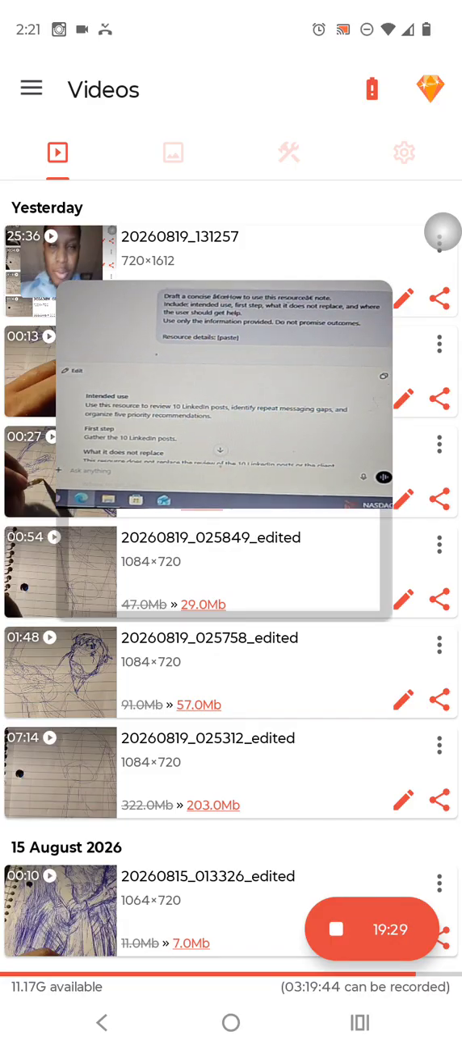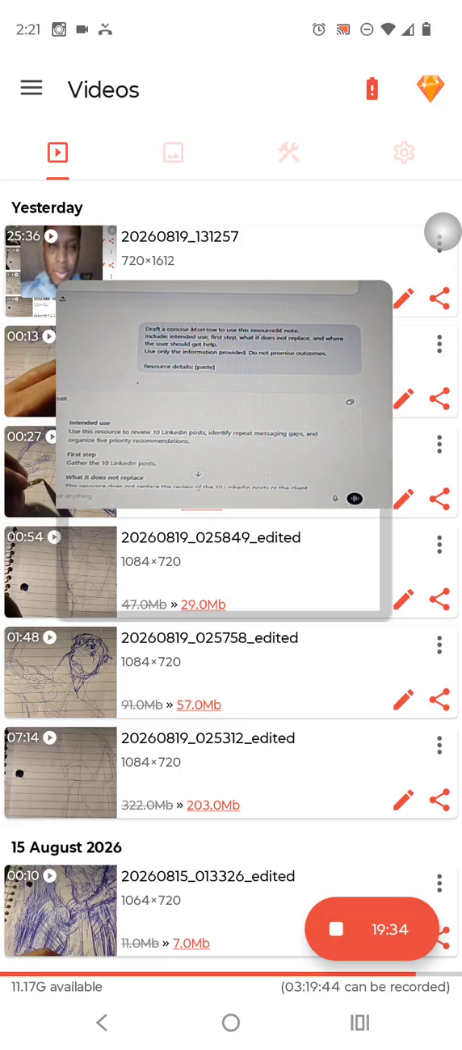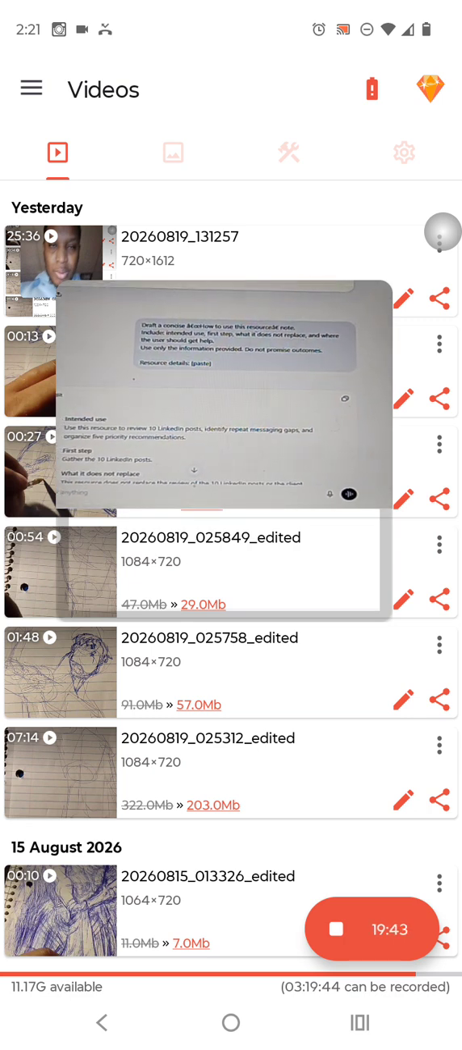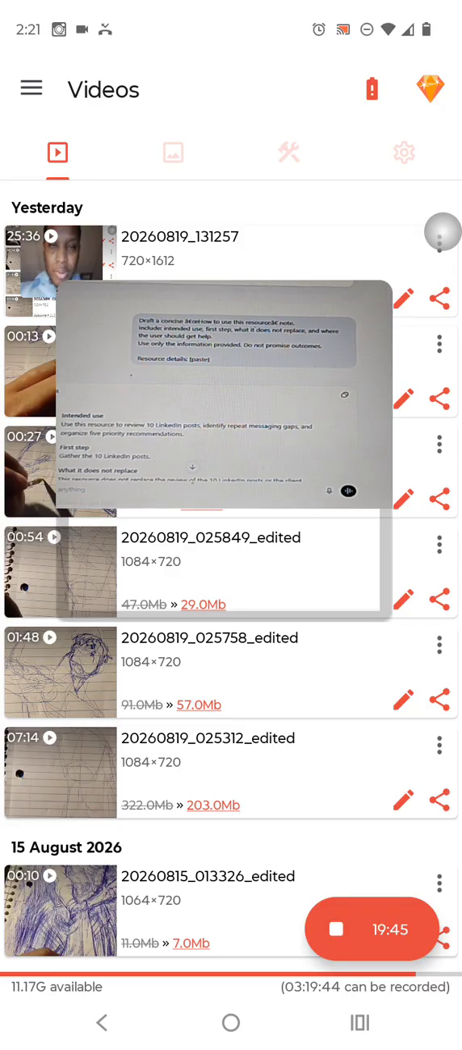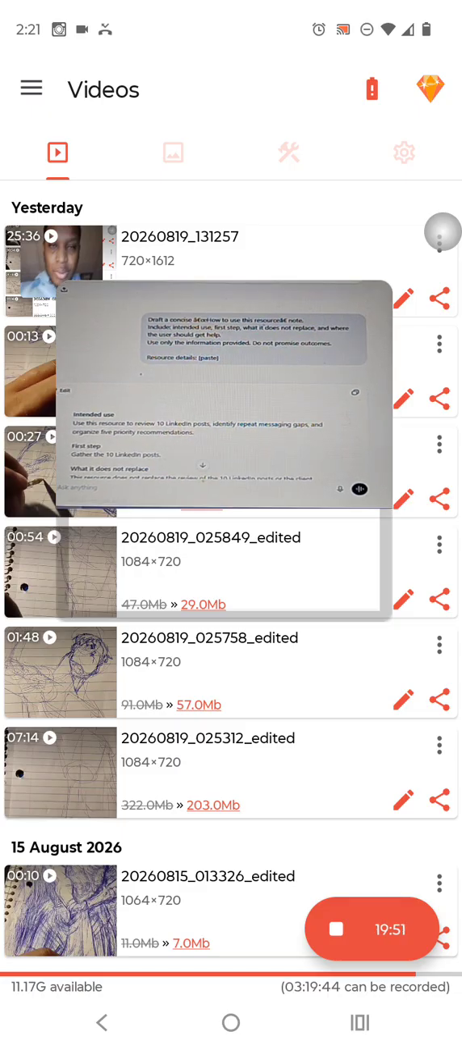So the next prompt is, draft a concise how to use this resource note. So what you'd include in that is intended use. You'd include a first step. You'd include what it does not replace, and you'd include where the user should get help. And you use only the information provided and do not promise outcomes.